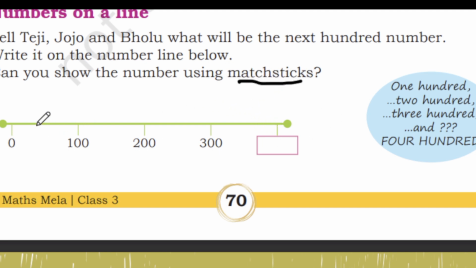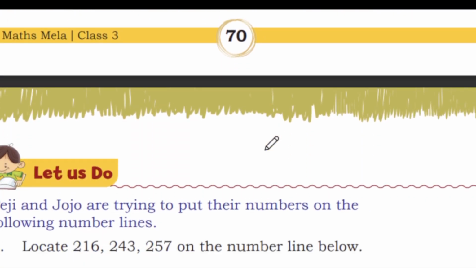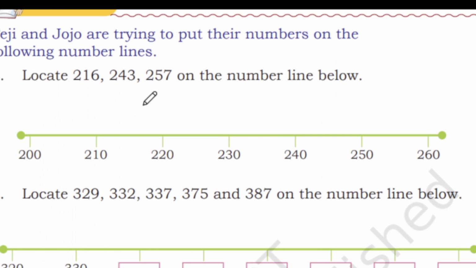Okay, so we have 0, 100, 200, 300. So after 300, you will get 400. If you had one more line, you will get 500. Okay. So here see 100, 200, 300 and 400. After 400 we have 500, 600, 700, 800 and 1000. Okay. So next one. Tiji and Jojo are trying to put their numbers on the following number line.